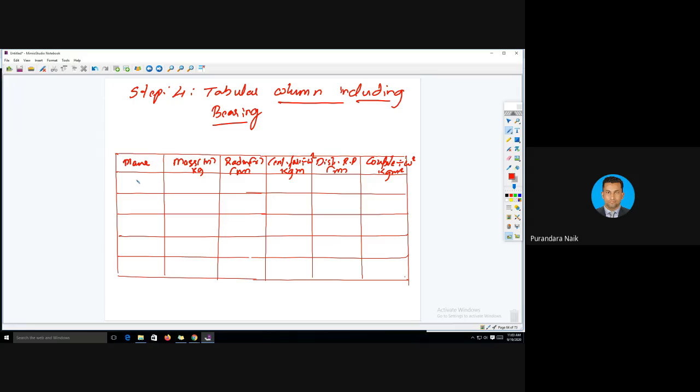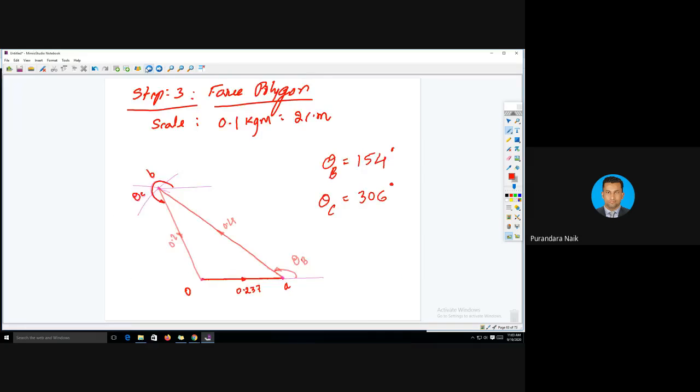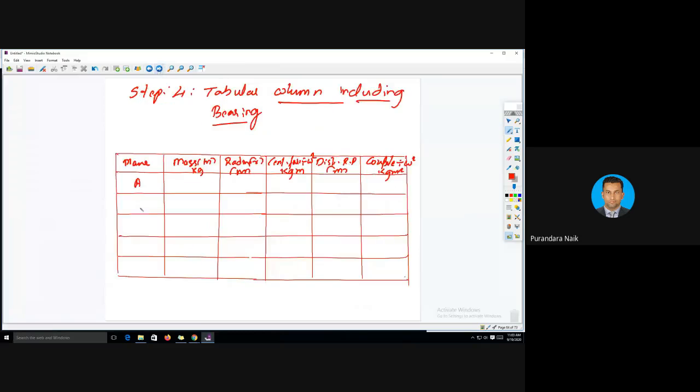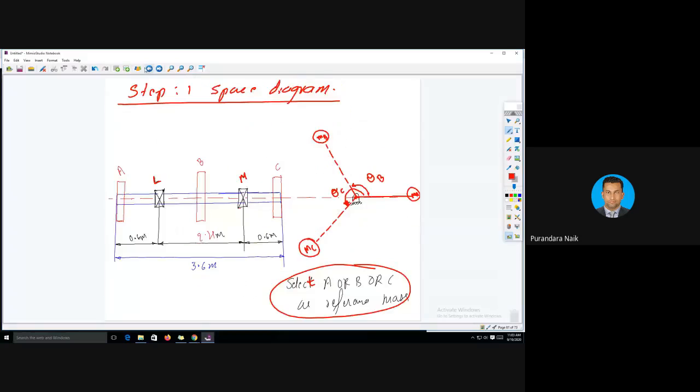Plane, let us take the first plane as A. Second one, you just see the space diagram, L. Please consider it as L, including bearing, right? Including bearing, L. Next is B. Next M. Last one is C. Please write it in the same order: A, L, B, M, C.